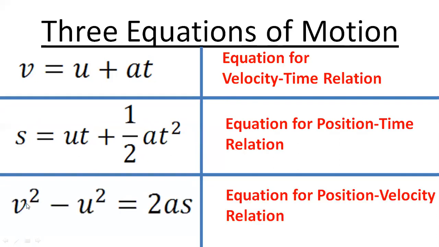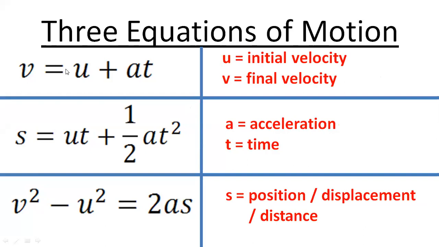And the third equation of motion is v² − u² = 2as. v² − u² = 2as. And this relation is between what? Position and velocity. So you can see on one side there is velocity, on the other side there is position. So that is the position velocity relation. So what are we ignoring in all of these 3? Acceleration. So in the first case it was velocity and time. In the second case it was about position and time. And in the third case it was velocity and position. Okay? Now we will see what these letters mean, like what is the exact meaning of these letters.